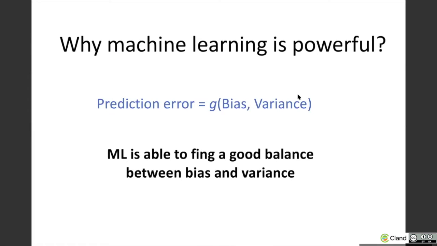A prediction error depends on two components, bias and variance. A bias is a systematic error. A variance reflects the instability of the predictions. When you have a very high bias or very high variance, you usually have a very high prediction error. So the game is to find a good balance between the two to obtain an algorithm with low bias and low variance. And in practice, machine learning algorithms are able to find this good balance.